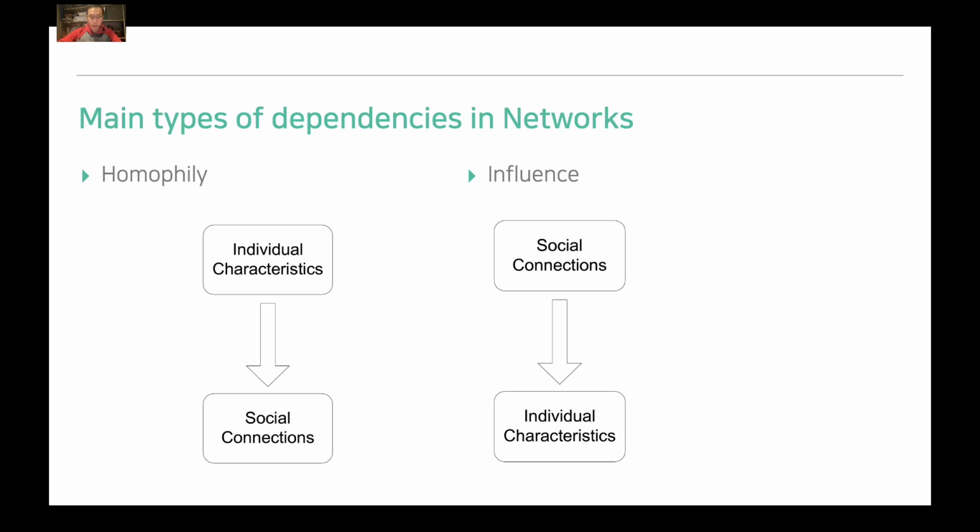Influence is slightly different. From the social connections, when something happens, the same information is propagated and their individual characteristics are modified, changed or affected. So they are different dependencies in the network.